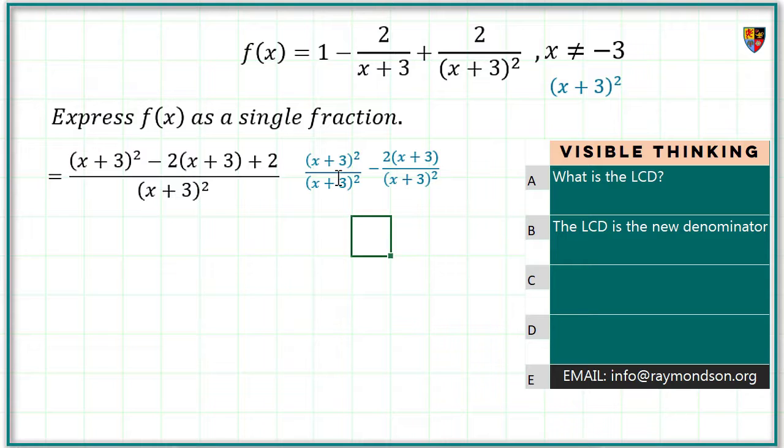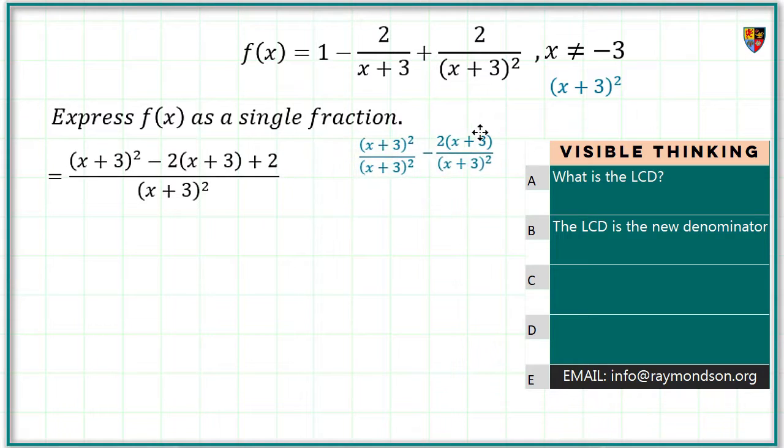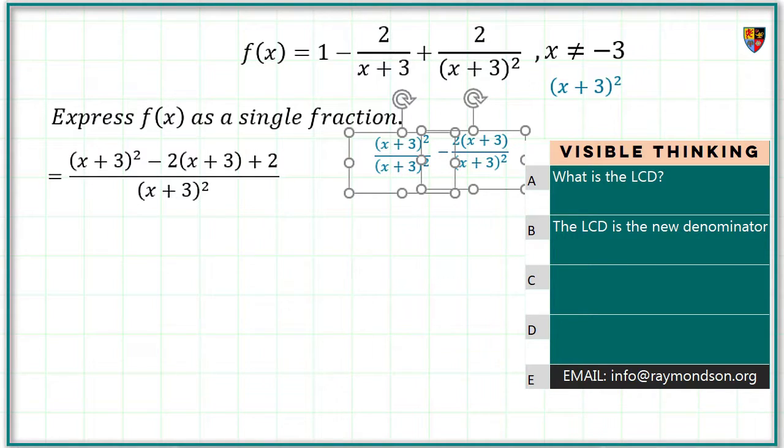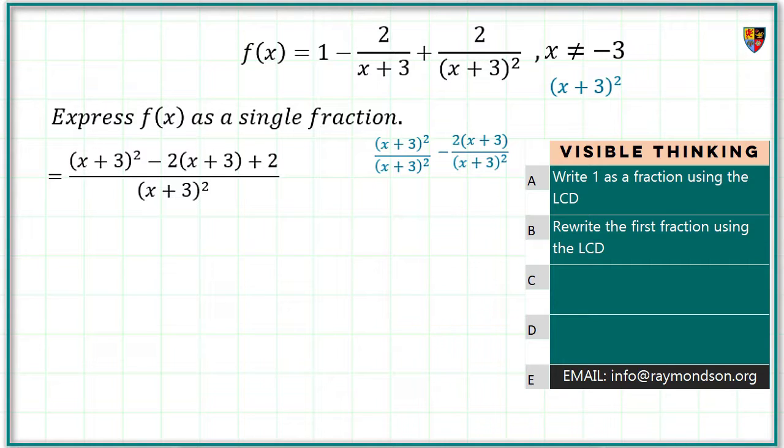So that is sorted. Now, let me make a bit of space here. I'll just move these to the side so they don't distract us. What do we do next? We've rewritten all the fractions. Let's just recap on what we did there. We rewrote the first fraction using the LCD. We wrote the second fraction using the LCD. And well, the third fraction already had the LCD. So those are the pieces that we did there coming up on your screen.